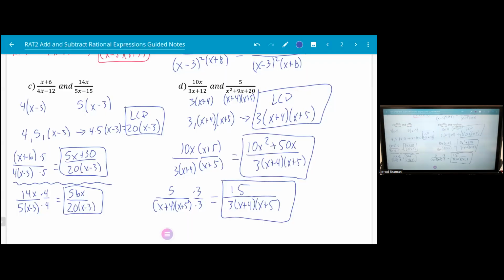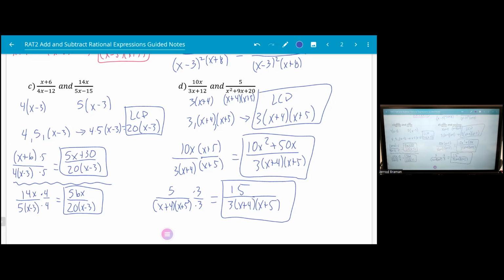All right, as we return, we look at those first ones. If we look at letter C, my denominator is 4x minus 12, which factors to 4 times (x minus 3). And we've got 5 times (x minus 3) for the second denominator. So we've got 4, 5, and x minus 3. So we have to multiply those things together. So 4 times 5 times (x minus 3) gives us an LCD of 20 times (x minus 3). For the first one, we just have to multiply the numerator and denominator by 5. And then the second rational expression, we have to multiply by 4. Sometimes that's all it takes.